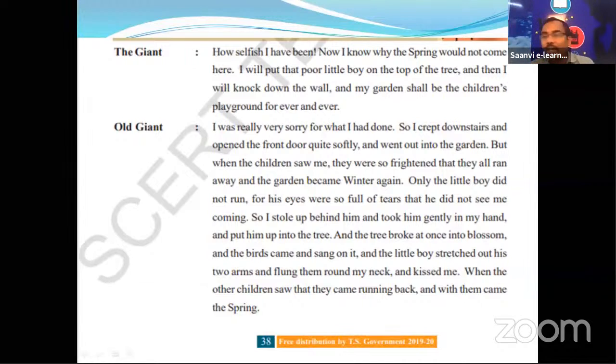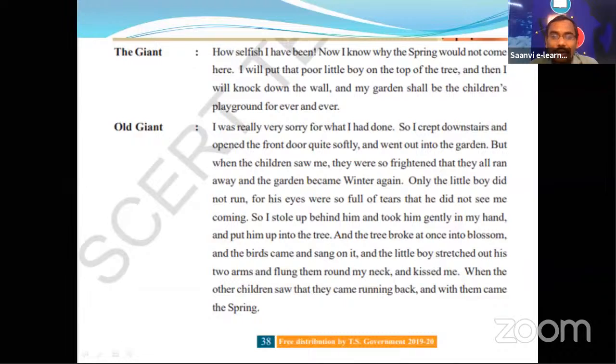So once again, let me read that paragraph. I was really very sorry for what I had done. So I crept downstairs and opened the front door quite softly. And I went out into the garden. But when the children saw me, they were so frightened, so scared, that they all ran away and the garden became winter again.